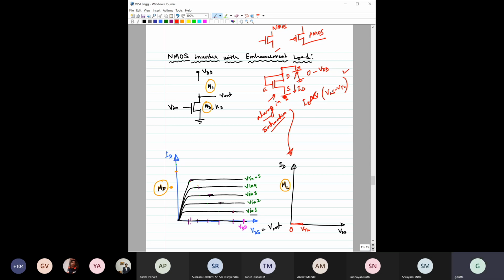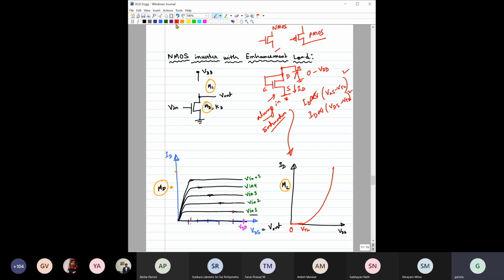What is VGS here? VGS is exactly VDS, because G is equal to D, right? So basically ID is proportional to (VDS minus VTH) square. That means up to VTH the current will be 0, and after that it will follow this square law. So it will probably look something like this. Is it clear that the characteristics will be like this?